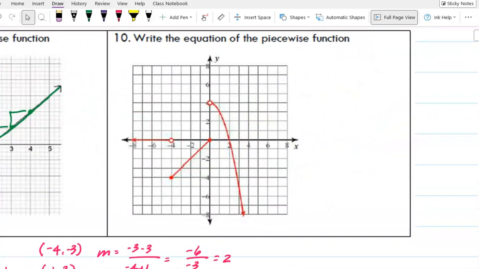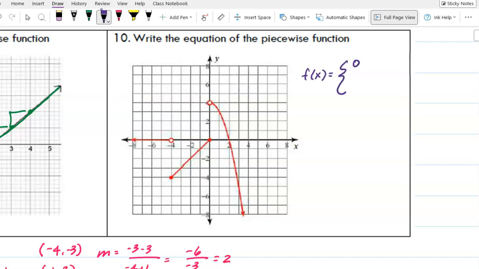Next. This one. Ooh, this is so pretty. Okay. We know it's going to have a horizontal line, a linear, and a quadratic. So f of x equals the first one, 0, it's a horizontal line, and x has to be less than negative 4. That linear function is so easy because it has a slope of 1. So x, it's just a parent function. That one was so easy. And it's going to be negative 4 less than or equal to x, where x is greater than or equal to 0.